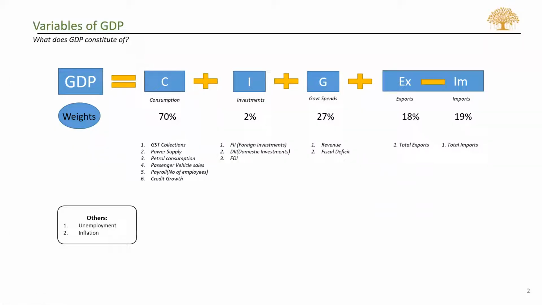Before we get into the details, just a quick recap. Consumption is 70% of our GDP. Investments is 2%. Government spend is about 27%, and then you have your exports minus imports, which weekly works out to about 1%. These are the four core variables we've gone through last month and the month before that, and these are the four key variables we're going to go through this month.